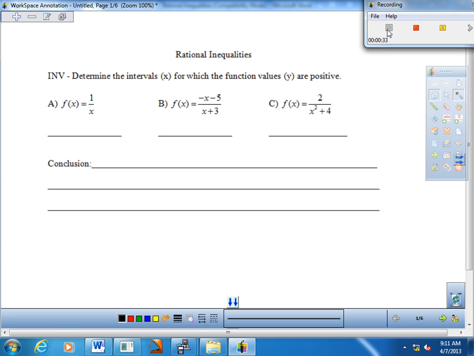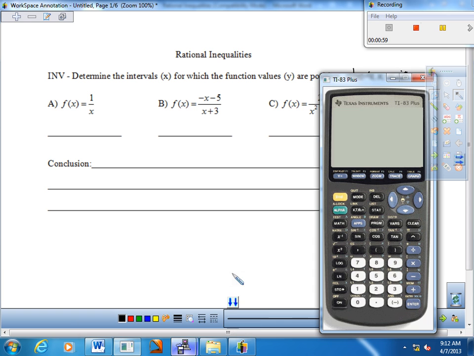It says at the top, determine the intervals, so everything of course will be expressed in terms of x, for which the function values, the y values, are positive. So graphically, if you remember what that meant, we're looking for where the graph is above the x-axis. On yesterday's lesson, I did both positive and negative. In this case, there's no reason to do both. Let's just do positive here. But there is one thing I want you to think about as we go through this process, and that is what is separating the function values, the positive versus negative. Yesterday, it was just the x-intercepts. Today, maybe not.